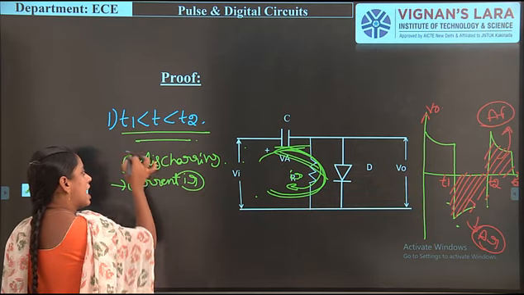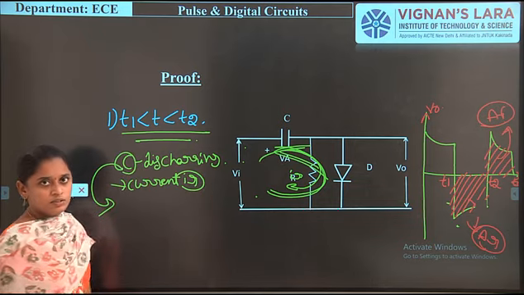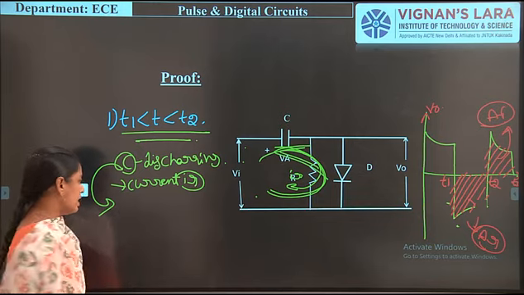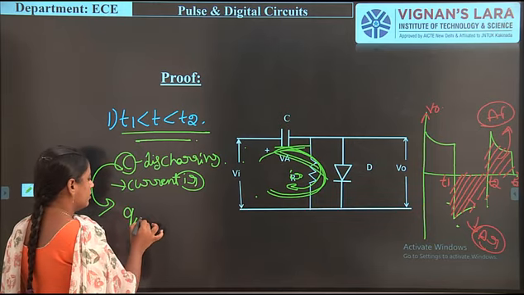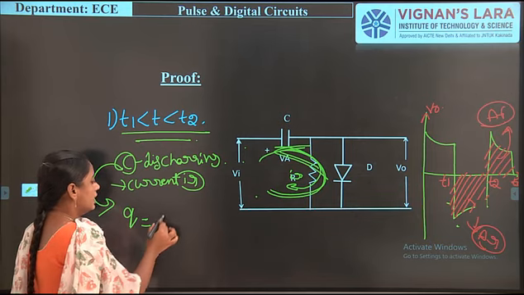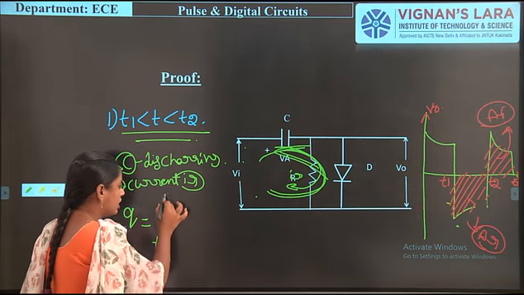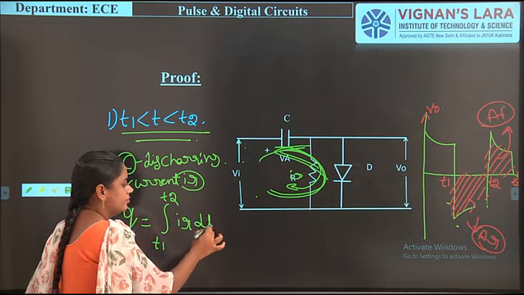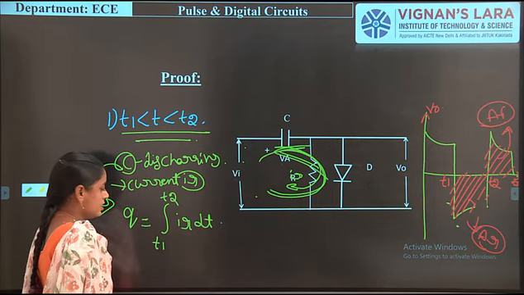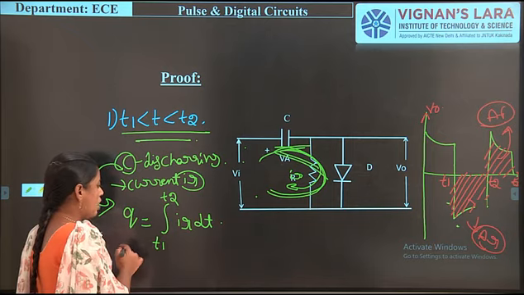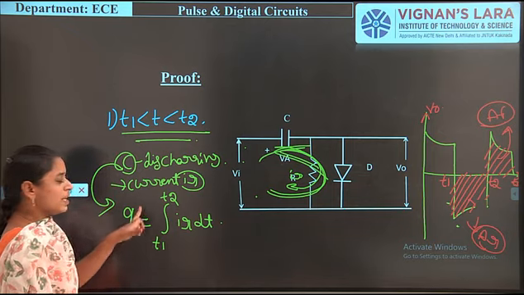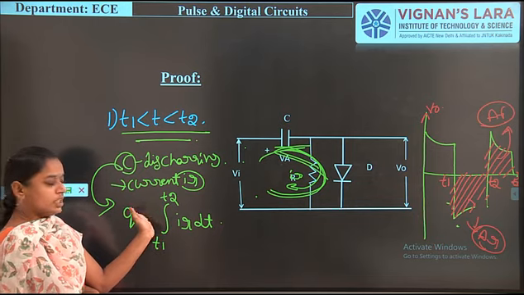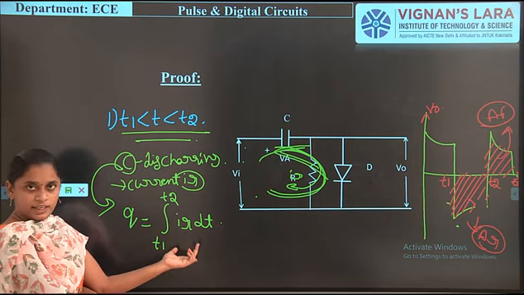The capacitor starts discharging, it loses charge. Nothing but the charge lost by the capacitor, which is indicated with Q. Q is equal to the integral from T1 to T2 of IR into dt. So that is the condition. The charge lost by the capacitor, Q, is equal to the integral from T1 to T2 of IR dt.